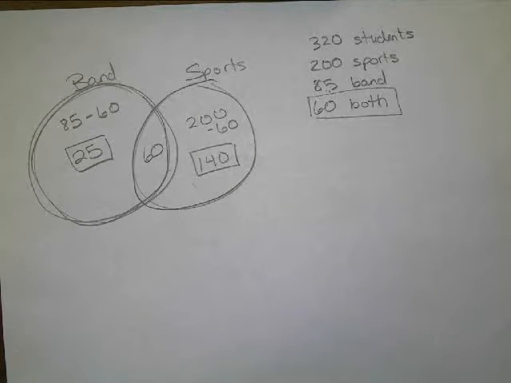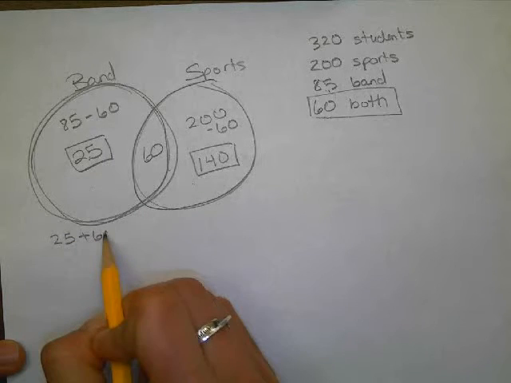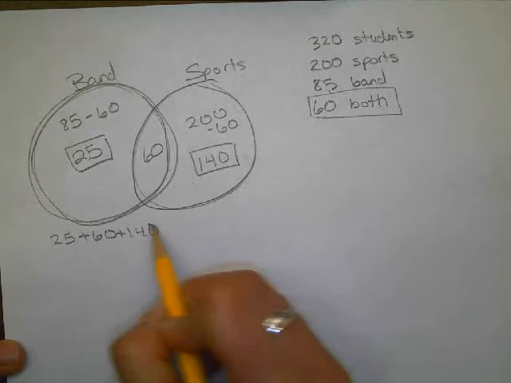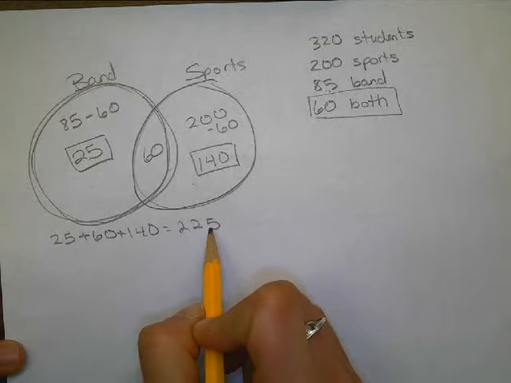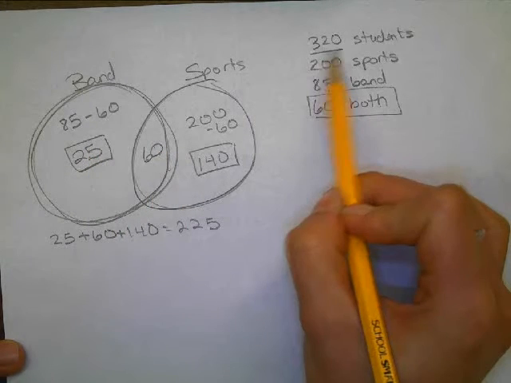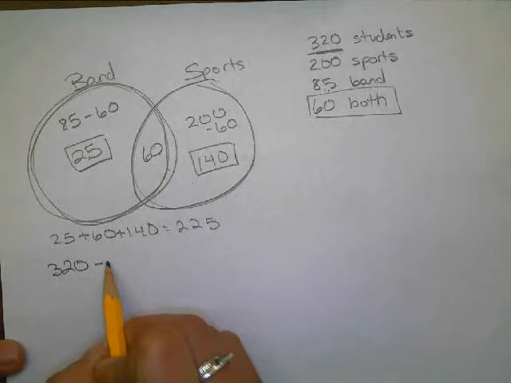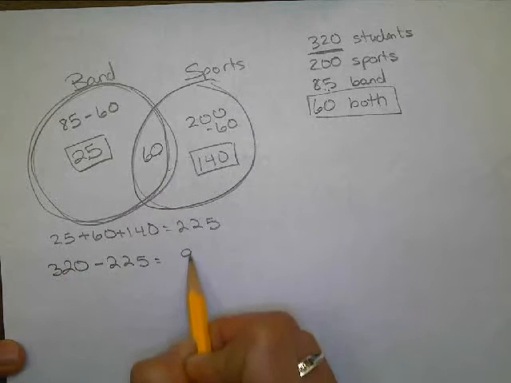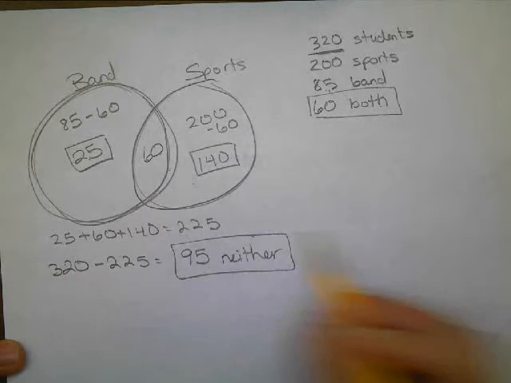Now, the question asks me how many people are not in sports or band, and how I'm going to do that is add up these numbers. So I'd get 25 plus 60 plus 140, which adds up to 225. So there's only 225 people in the school that are in band or sports or both. So if there's a total of 320 students, to find how many don't do either of those things, I'm just going to subtract. So that means 95 students do neither of these items.